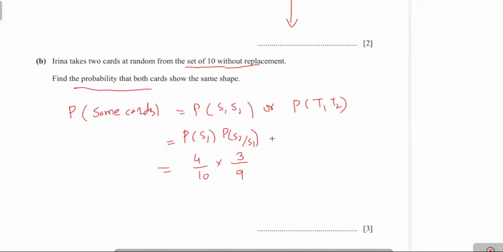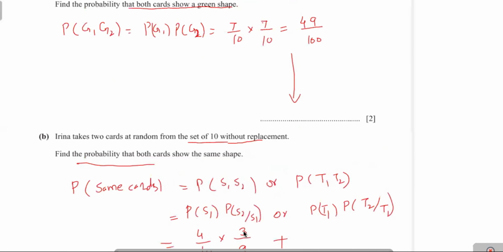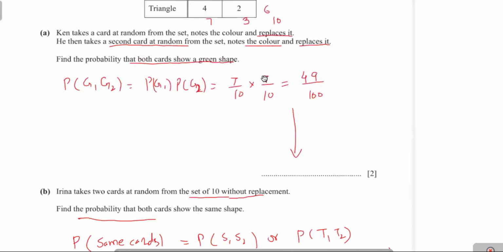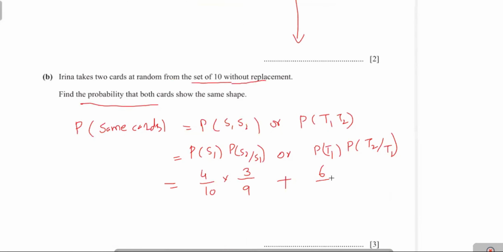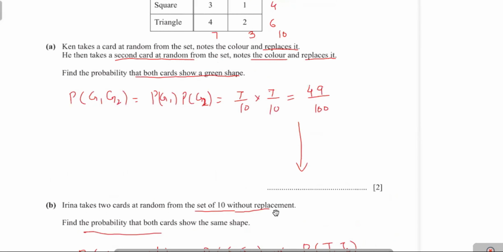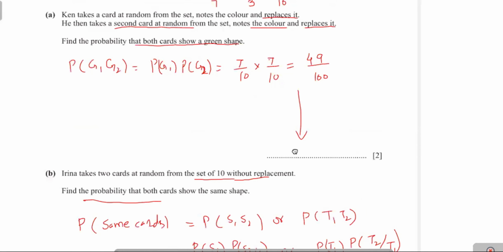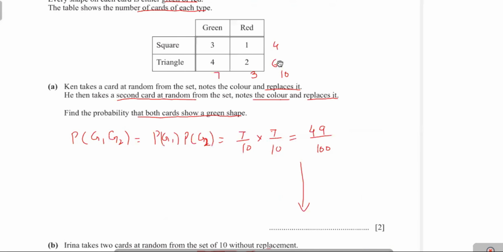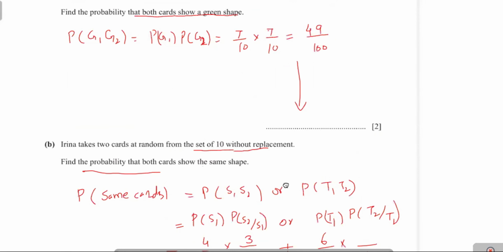And same here, next is the P of T1 into P of T2 given T1. And this shows that it is without replacement. Now, or means plus, we write P of T1, total triangular cards here are 4 plus 2 is 6. 6 out of 10. Now the cards are without replacement, therefore the total cards become 9. We have to select a triangular card from 9. Total triangular cards here are 6. When one card is already taken, the total becomes 5.